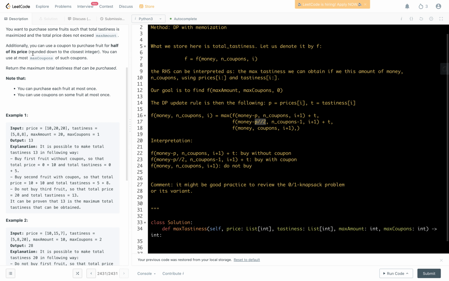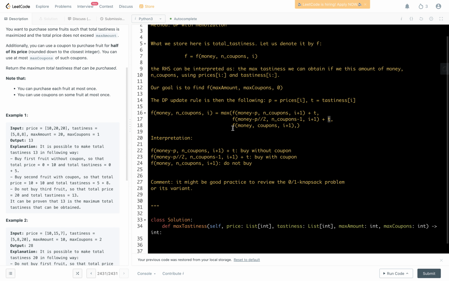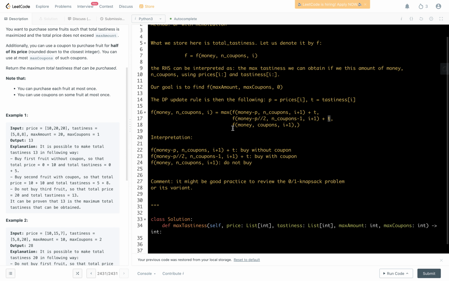The second item is that we try to buy but with the coupon. If we use a coupon, we can pay half of the price. Notice that by the problem assumption, we need to round it down to the closest integer. So the money subtracted is P integer division by 2. In this case, as we have used one coupon, we decrement the number of coupons by 1, and then we go to the next index. We also increment the tastiness. So this is the second item.